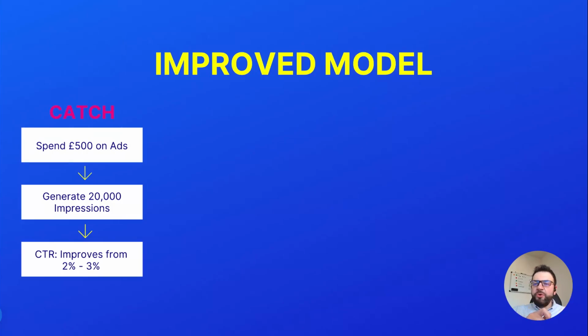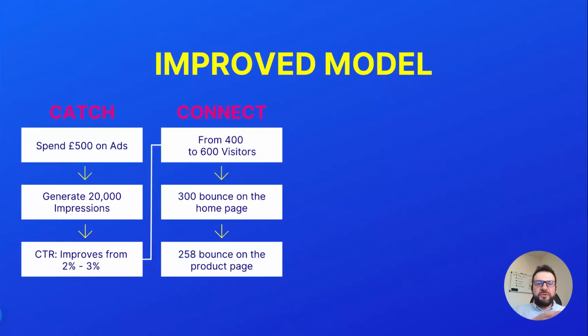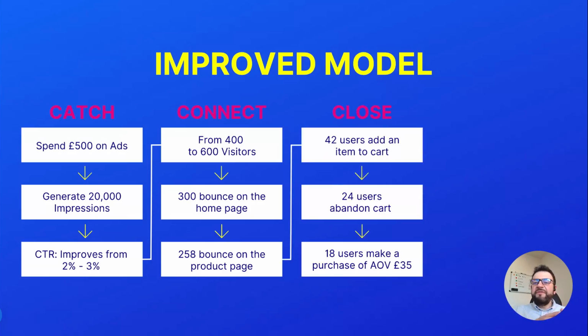We work on improving those ads. We get better quality ads, better visuals, better call to action, better headline, which improves the click-through rate from 2 to 3%. What does that mean? We now go from 400 visitors to 600 visitors. Out of those 600 visitors, in this case, 300 bounce, and 258 bounce on the product page as well. And then we end up in the cart. Now we have 42 users who have added an item to the cart. Spending the same amount of money, we have more users adding items to the cart because we improved the click-through rate. And then 24 people abandon the cart.